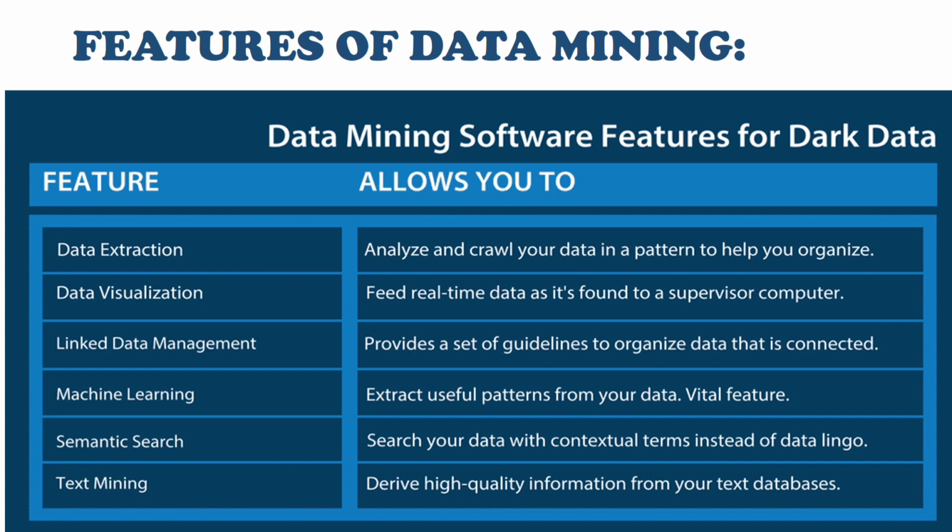Then the fourth feature is machine learning. It extracts useful patterns from your data. It's a vital feature. Then there is semantic search that allows you to search your data with contextual terms instead of data languages. The sixth feature is called text mining that allows you to derive high quality information from your text databases. So these are some features of data mining. So let's move on to the next slide.